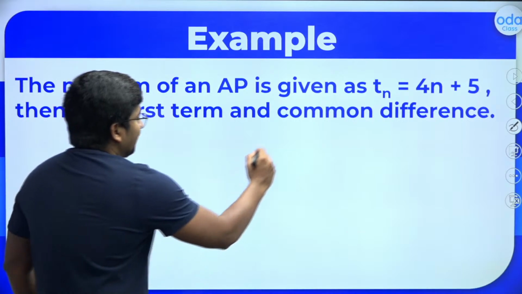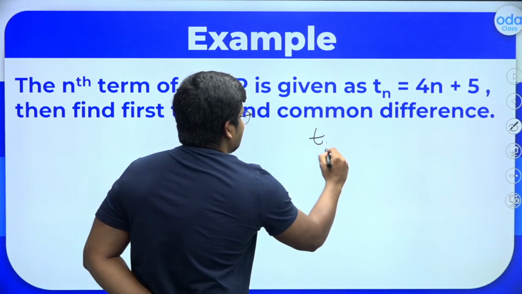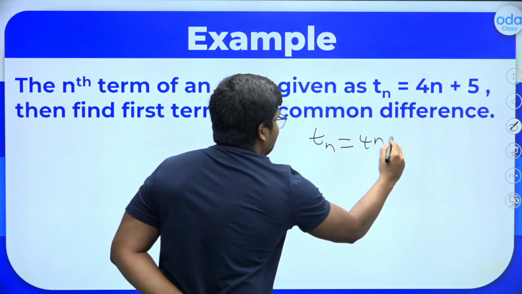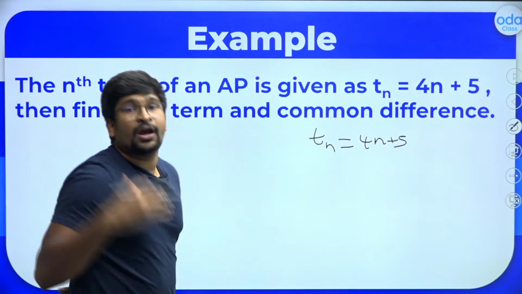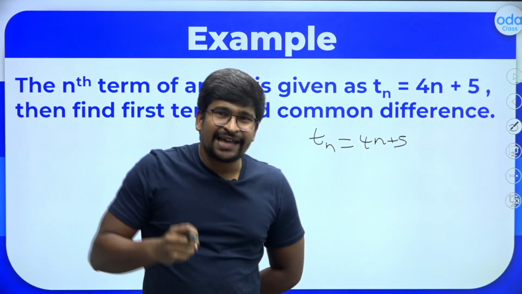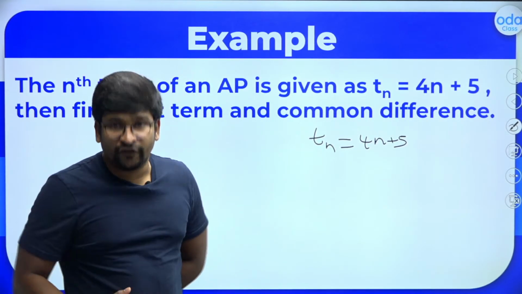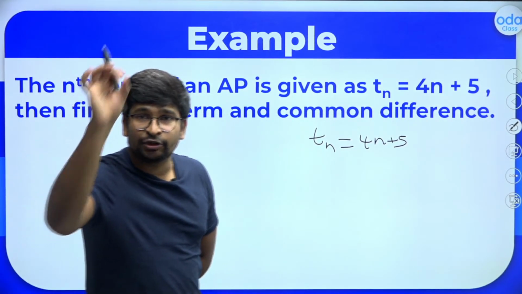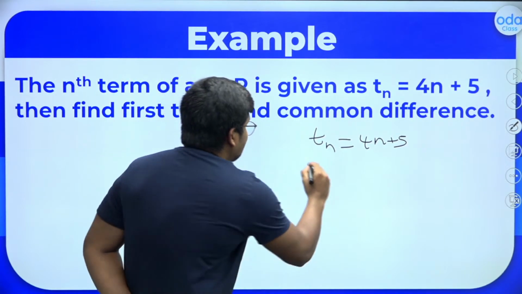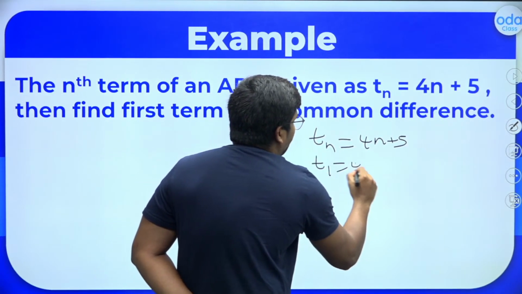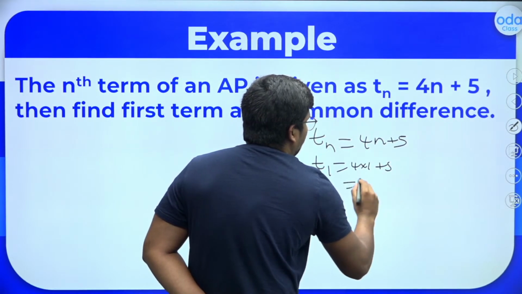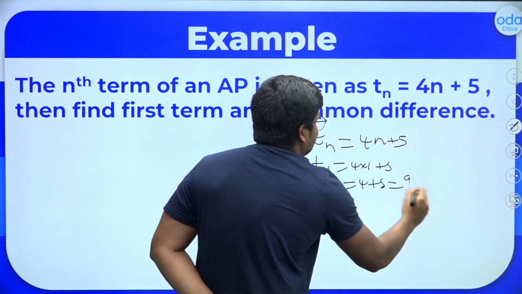So, it is given that Tn, which means An itself, is equal to 4n plus 5. You need the first term. How can you find the first term? Just like in progression, here also, in the formula of An or Tn, wherever there is n, you will replace it by 1. So what does it become? T1 will be 4 into 1 plus 5, which is 4 plus 5, which is 9. So this will be the first term.